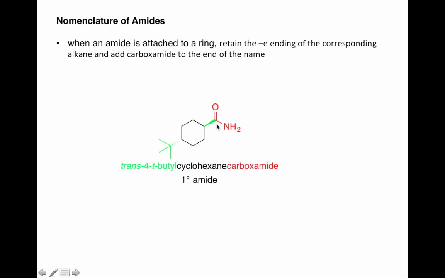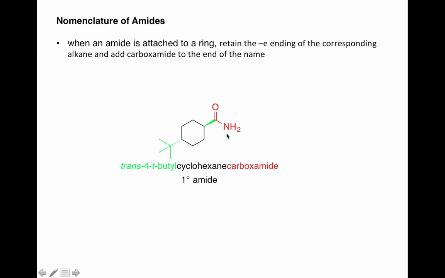When an amide is attached to a ring, as in this example, the alkane name retains the E ending, and added to the end of that name is the term carboxamide. So in this case, the alkane parent ring is a cyclohexane. Notice that the E is retained in this case, and the term carboxamide is placed at the end to indicate the presence of the amide attached to the cyclohexane ring.